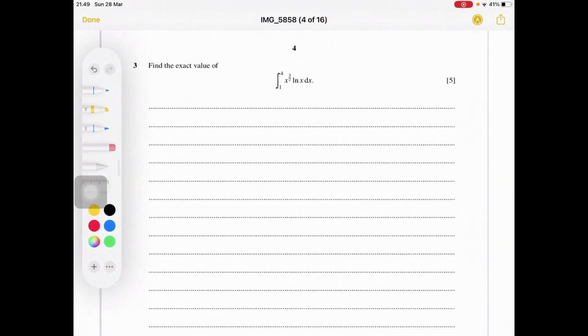Now let's continue to number 3. Question number 3. Find the exact value of integral x to the power of 3 over 2 ln x dx from 1 to 4.